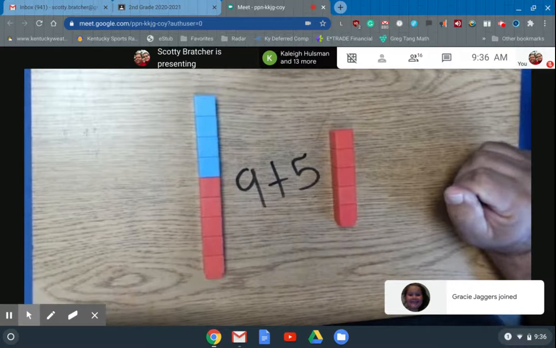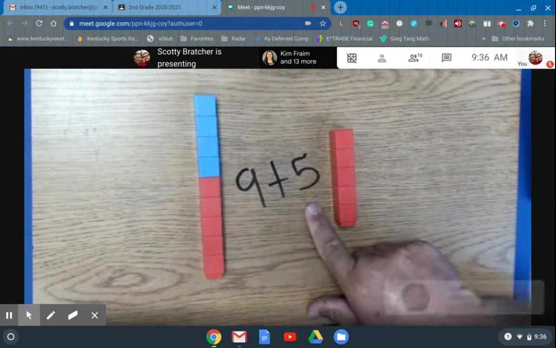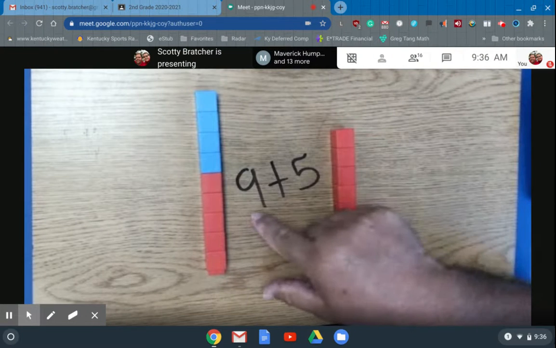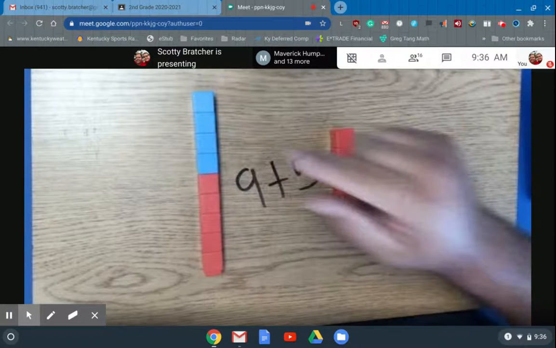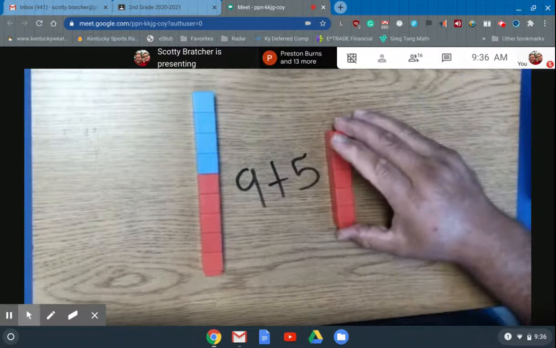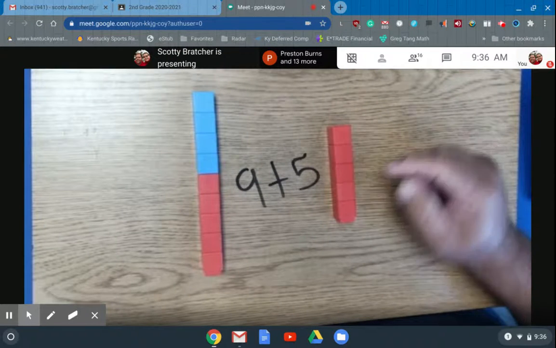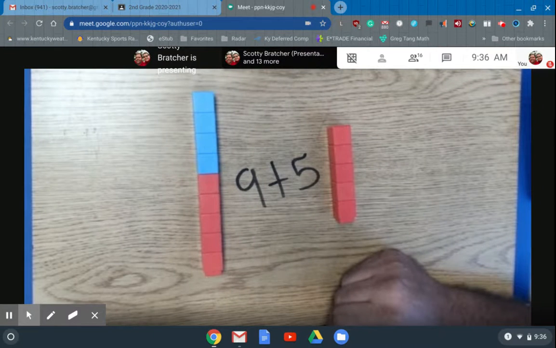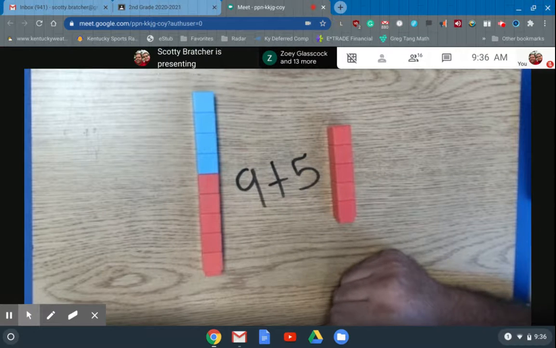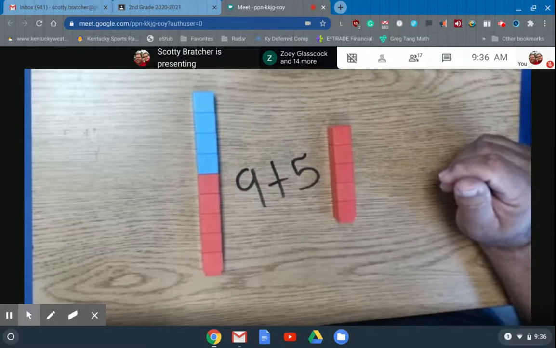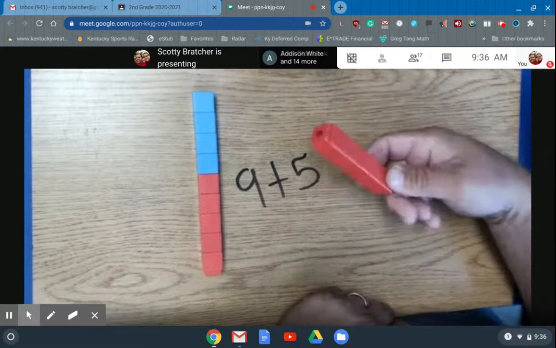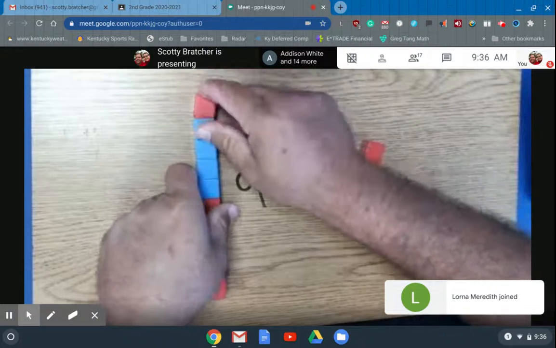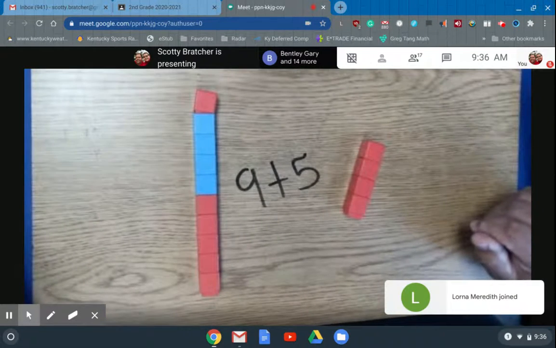So I've got 9 plus 5, and I've built 9, and I've built 5. I know this is 9 because it's 5 and 4, and 5 and 4 is 9, and this is 5. Is one of these numbers really close to 10? 9. Yeah, 9's really close to 10. How far away from 10 are we? 1. So watch. I'm just going to take one of these and put it over here and make that a 10.